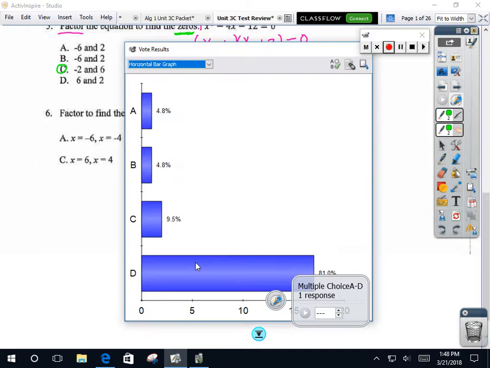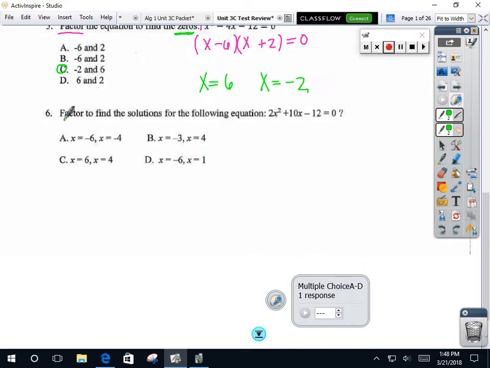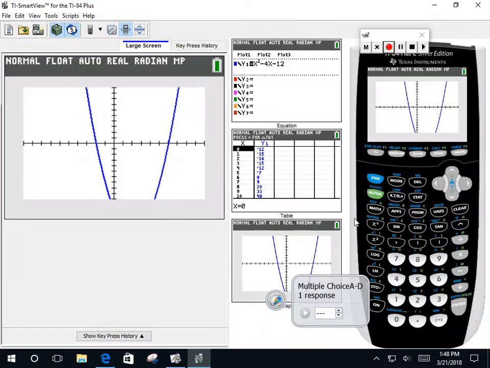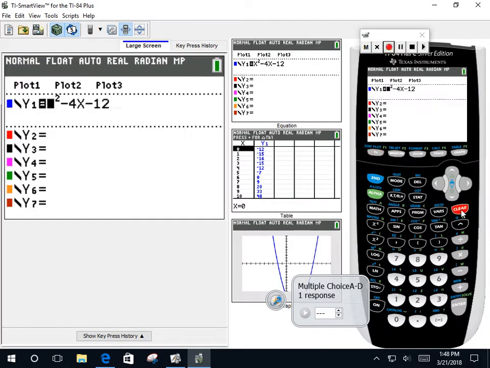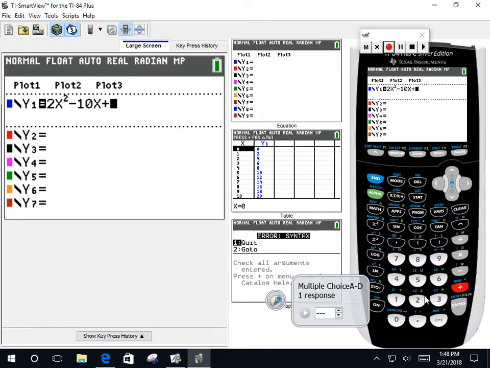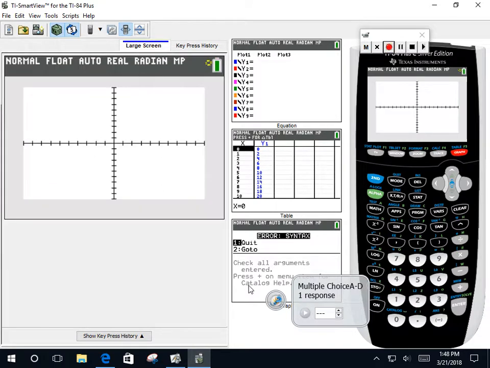Okay, the correct answer is D. Guys, I don't know what to say about this. I've showed y'all an easy way to get this answer. Okay, even if you don't know how to factor, you simply graph it. You go to y equals and you type in 2x squared plus 10x minus 12. And when you graph it, it'll form a parabola because it's quadratic.